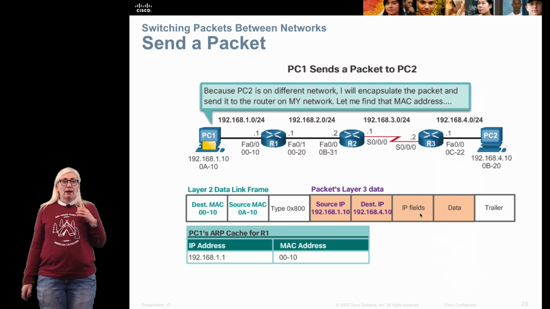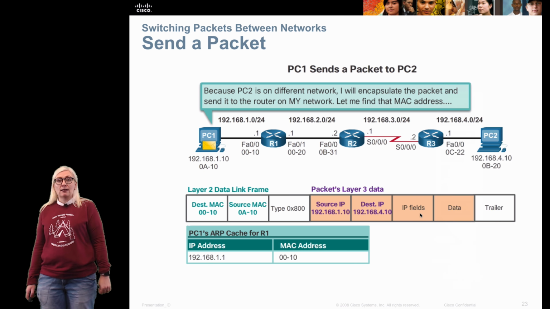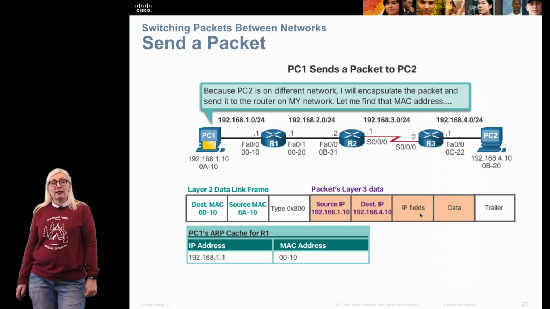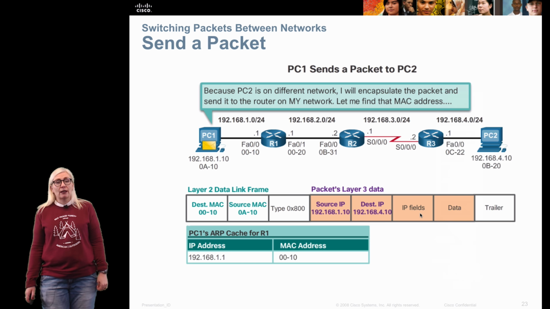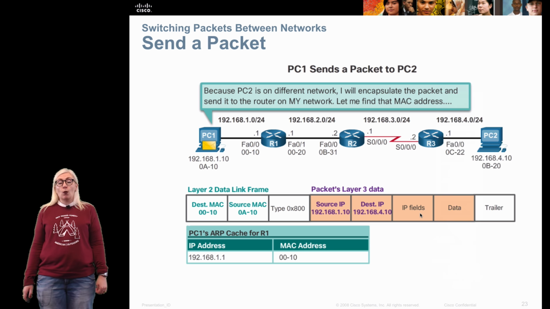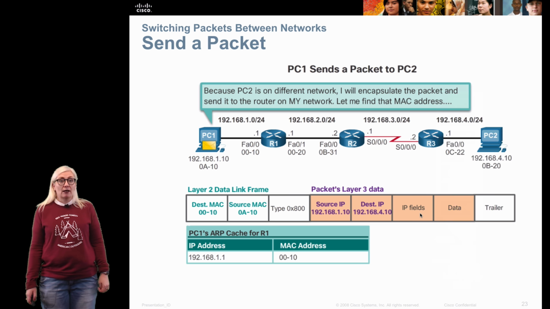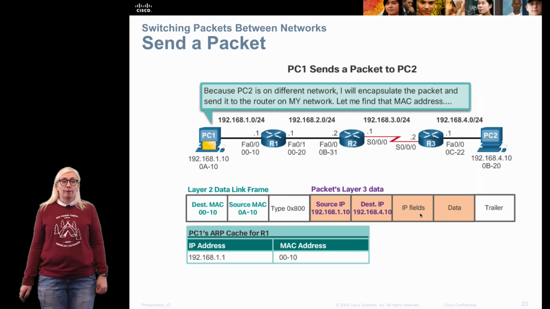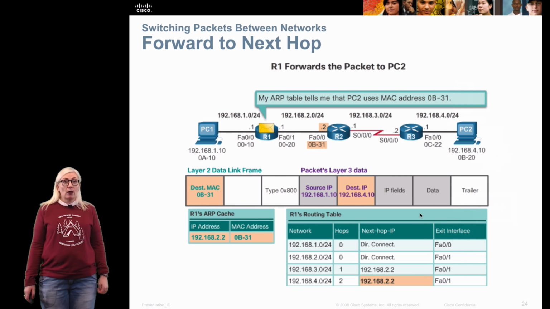So here PC1 wants to send something to PC2. And since PC2 is on another network, it will send it to the default gateway first. The default gateway here is router 1. So first of all, PC1 will find out what is the MAC address of router 1. Then it will send it to router 1.